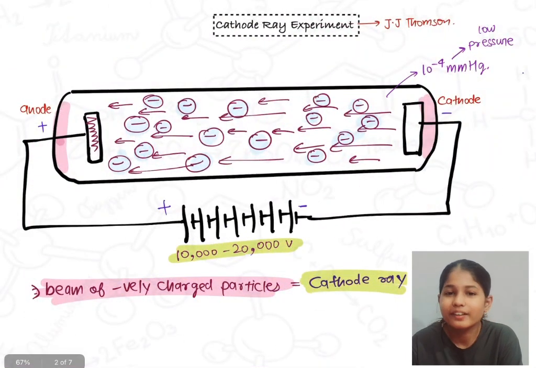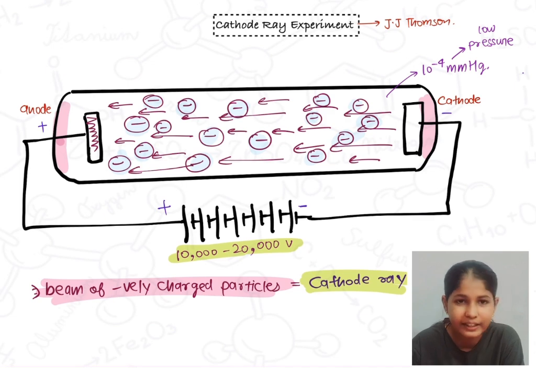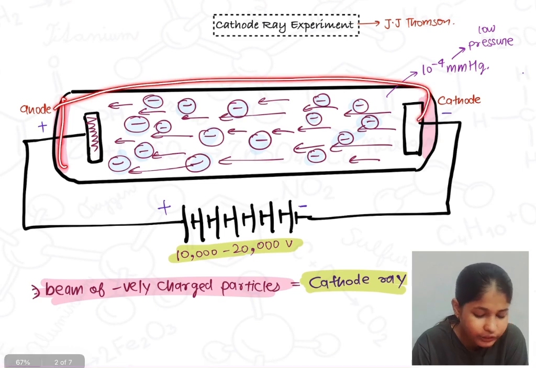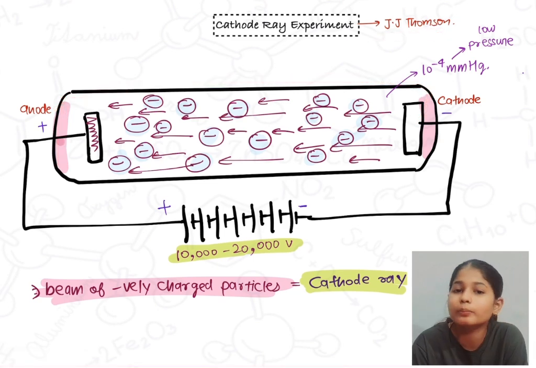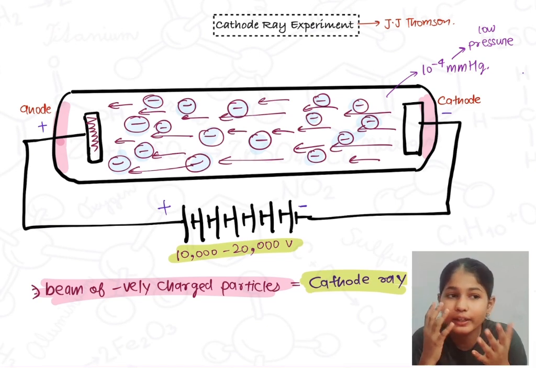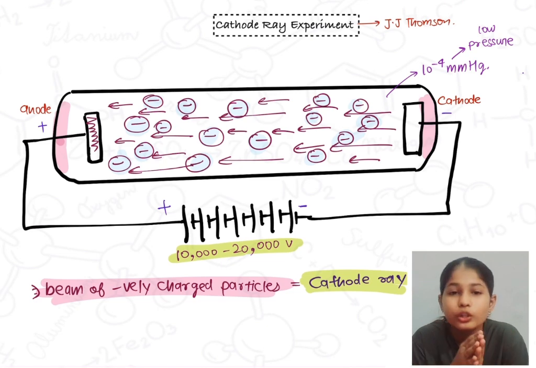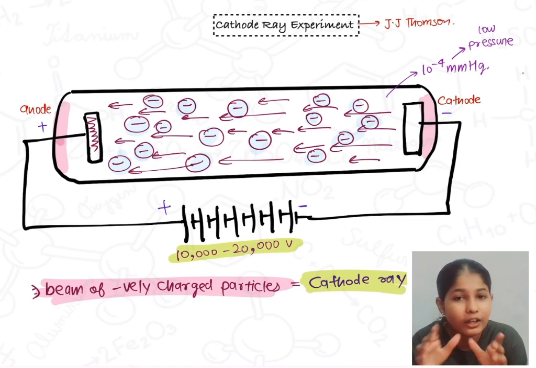So let us revise quickly and recall what we have understood till now. Then we are going to start with the anode ray. Let's start. The cathode ray experiment was given by J.J. Thomson. J.J. Thomson has taken a hollow tube.